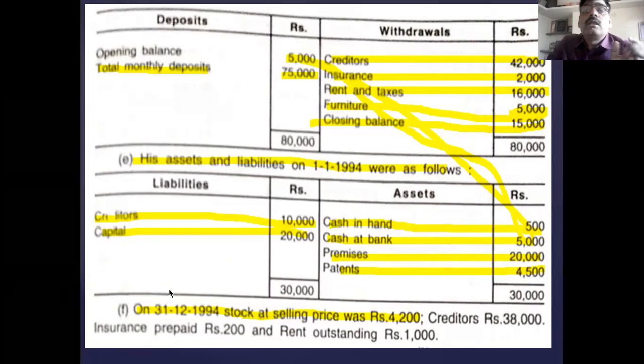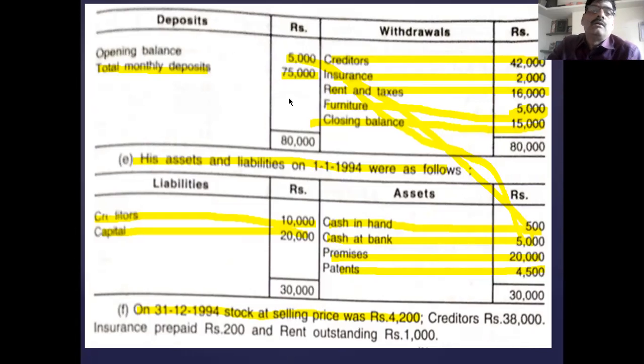Now I'll prepare the required accounts. First, the opening statement of affairs is here, no problem. There is no need of preparing the opening statement of affairs. Second is the cash book. In the cash book, the bank account is given. You have to prepare the cash account. Regarding debtors and creditors, the debtors account is not essential because there is no credit sale. Everything is on cash sale. Then you open only the cash account and the creditors account.